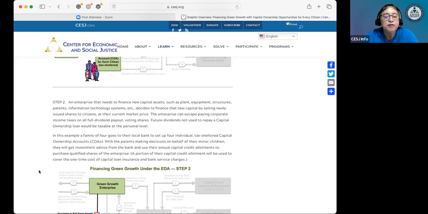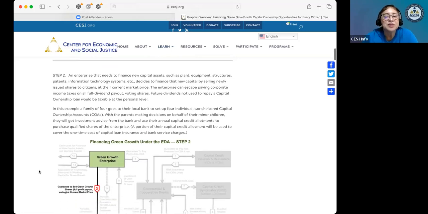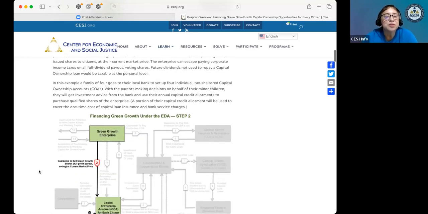So if we take a family of 4, they would go to their local bank to set up 4 individual tax sheltered capital ownership accounts. And so knowing that the children are not going to be qualified to make investment decisions, the parents would be making those decisions on behalf of their children, and the parents could have professional assistance in determining what the best investment for their particular circumstances is. So they get advice. This could even be from the bank where you set up your accounts. And the account will be what receives the annual capital credit allotments.